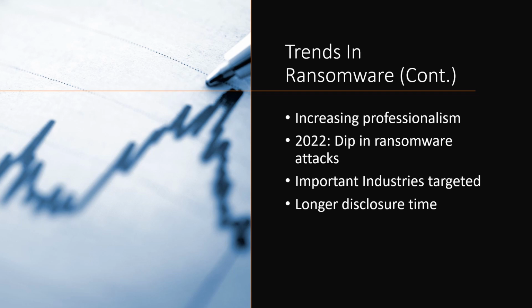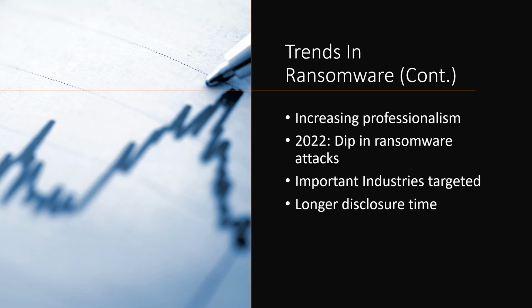We also saw, as part of a rise in professionalism, easier payment options and easier instructions for payment. Usually, they'll use Bitcoin to help make the attacks not trackable. But we saw an increase in easier to pay instructions to make that easier for most people so that ransoms could get paid.